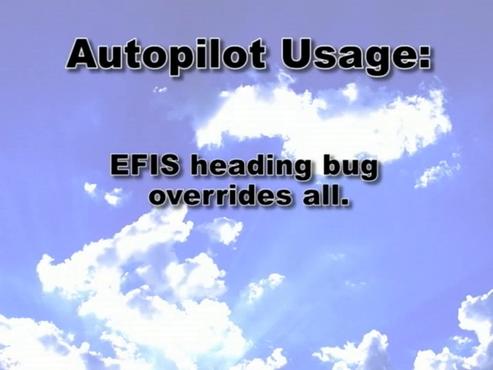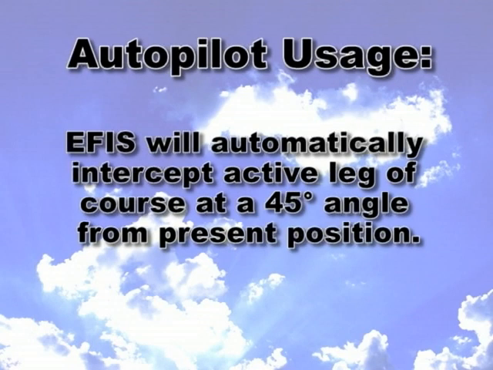The EFIS heading bug overrides all. If you use the heading bug to alter a course temporarily when receiving vectors for traffic, for example, the EFIS will automatically re-intercept your course when you turn the heading bug off.